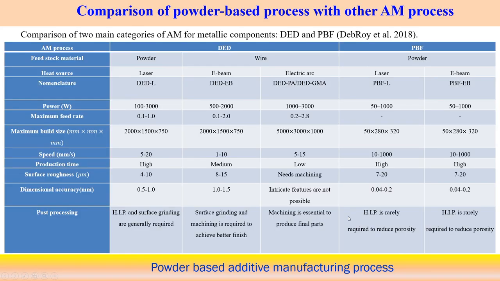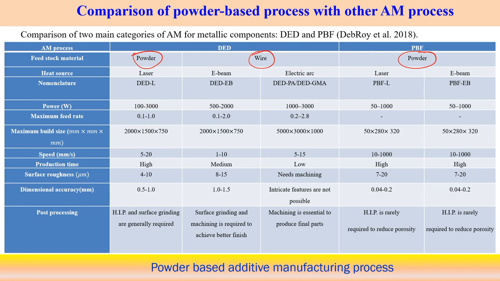Now we can compare the powder based processes with the other additive manufacturing processes. For the metallic component, we use DED and powder bed fusion. These two methods we can utilize here, and we can compare between these two. In case of DED, the raw material can be used either in the form of a powder or in the form of a wire. And in powder bed fusion we usually use the raw material in the form of a powder. Now you can compare between all these variants.